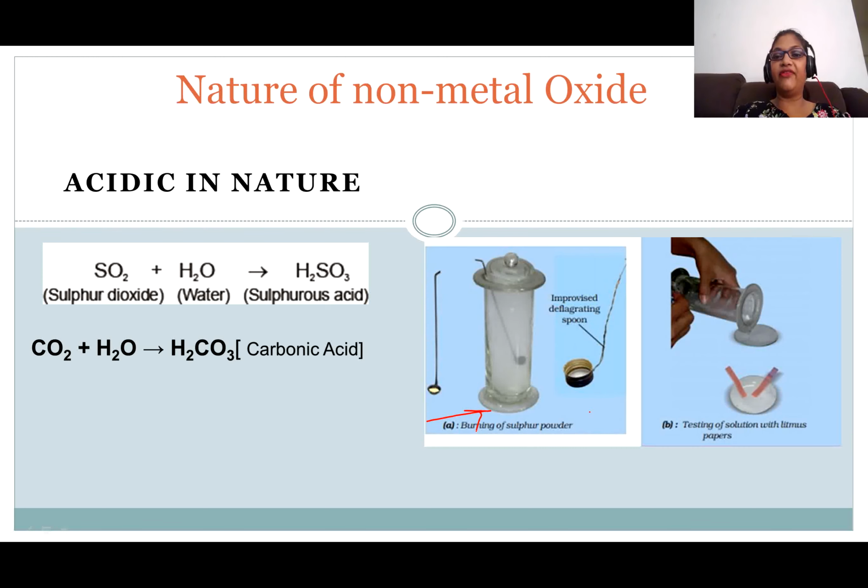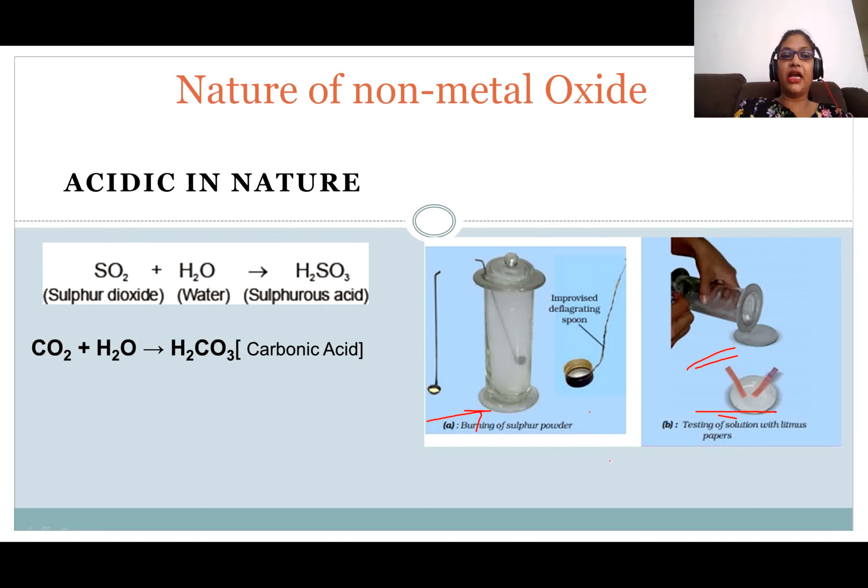You can take the deflagrating spoon and add the water. Once the solution is formed, sulfur dioxide gets dissolved in the water. You can add blue litmus paper, and you can see it is turning red. So that shows that sulfur dioxide, which is formed by the reaction of sulfur with oxygen, is acidic in nature.